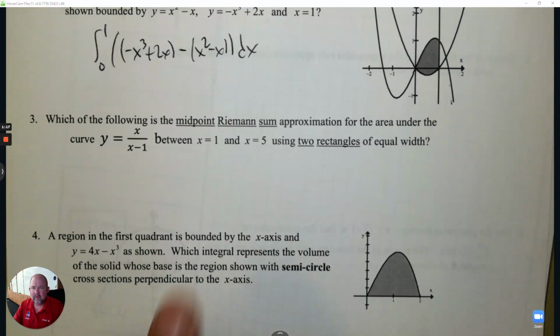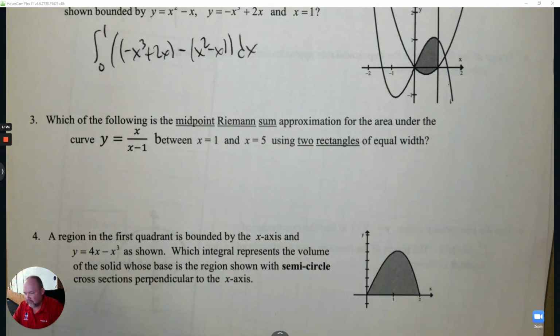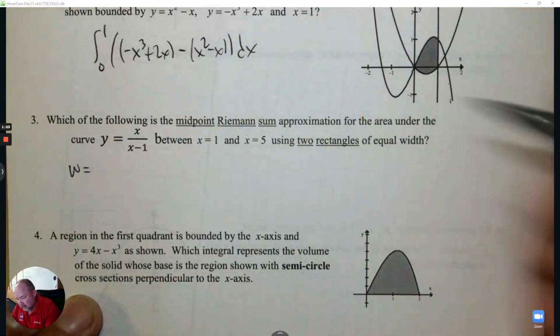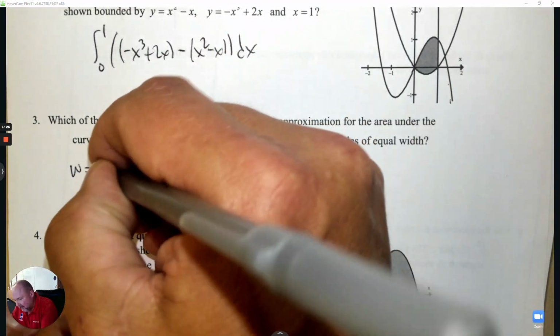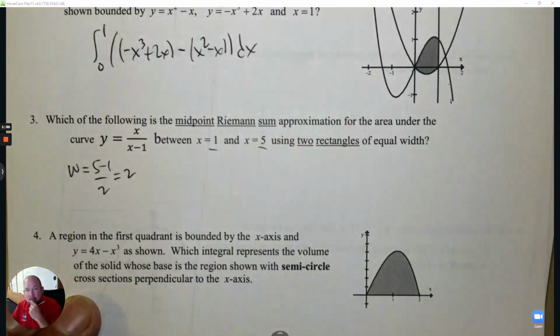Which of the following is a midpoint Riemann sum? Approximating. That's using rectangles. So let's first of all find the width. So it goes from 1 to 5. So that's 5, take away 1. And how many rectangles? 2 rectangles. So divide by 2. So the width of each one is 2.